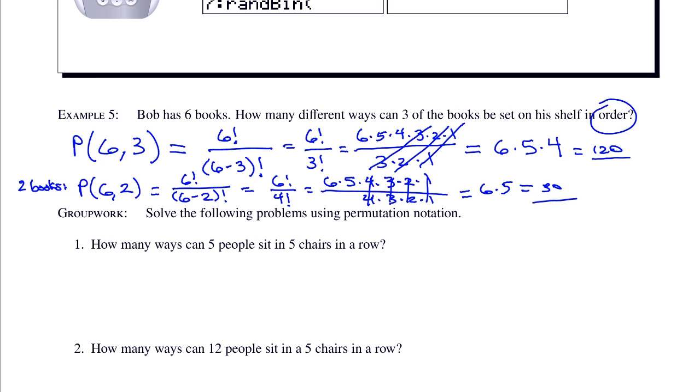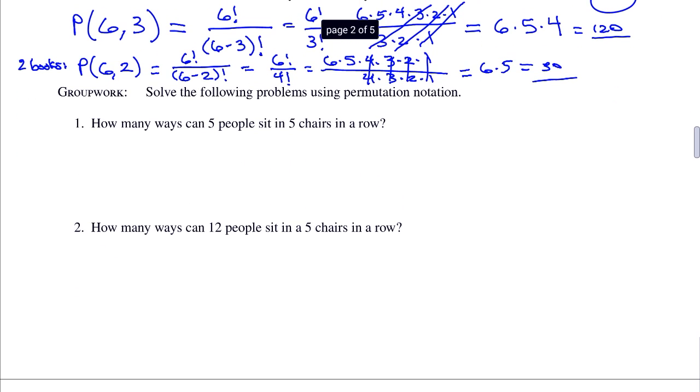Okay. All right, I'll let you work on the group work. Let's see, how many group work questions do we have? 3 questions, 1 on the back. So go ahead and do that. I'll come around and help.